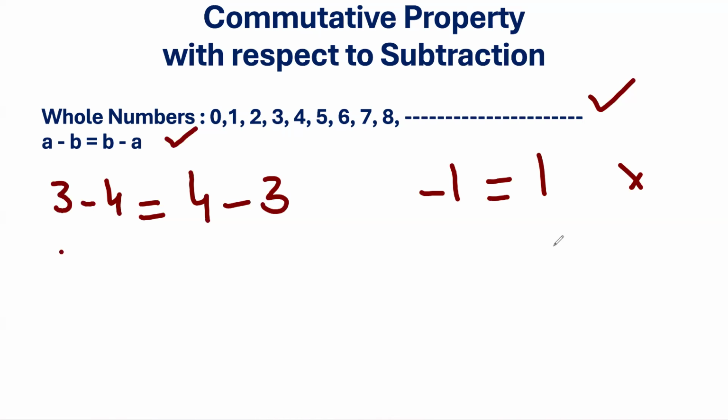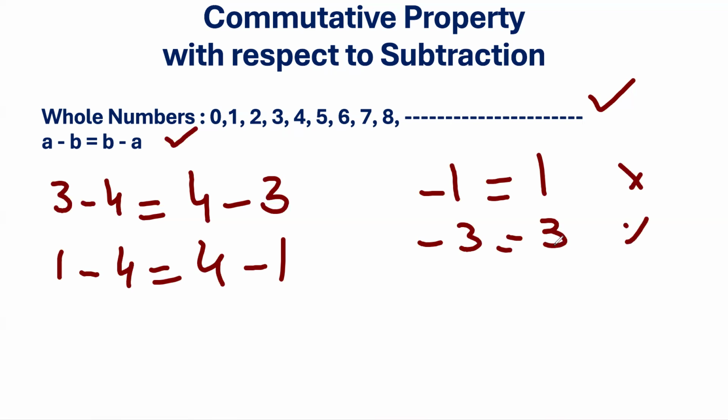1 and 4. 1 minus 4, now 4 minus 1. Not equal. 1 minus 4 is minus 3, and 4 minus 1 is 3. It's not satisfied. Take one more example.